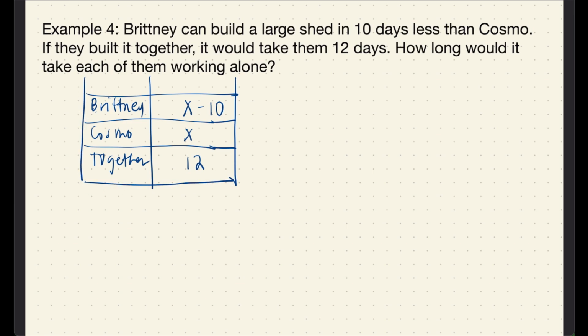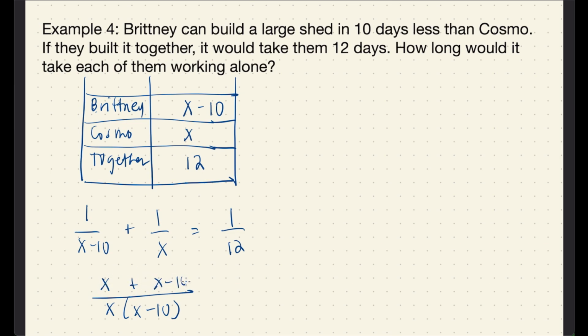Alright. So how are we going to write down the equation? So let's put Brittany as 1 over x minus 10. For Cosmo, 1 over x. And then together, 1 over 12. Get the LCD on the left hand side. That gives us x times x minus 10. So this will just be x and then plus x minus 10. And this will be 1 over 12.